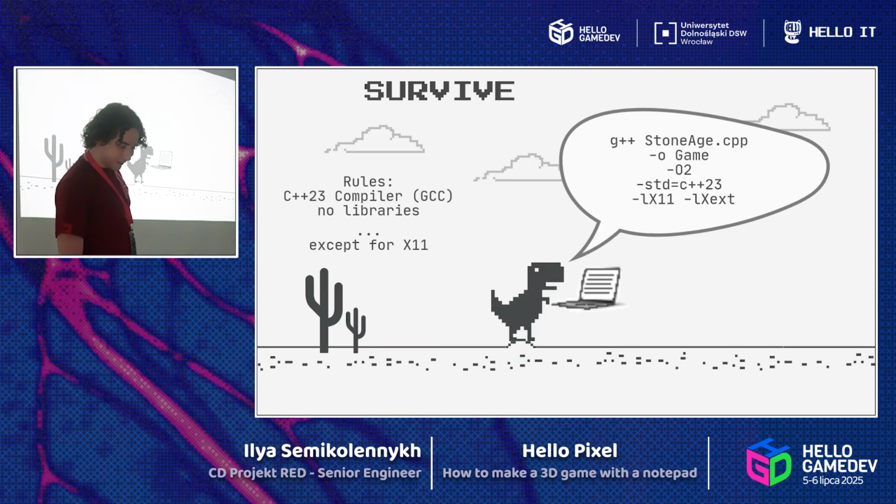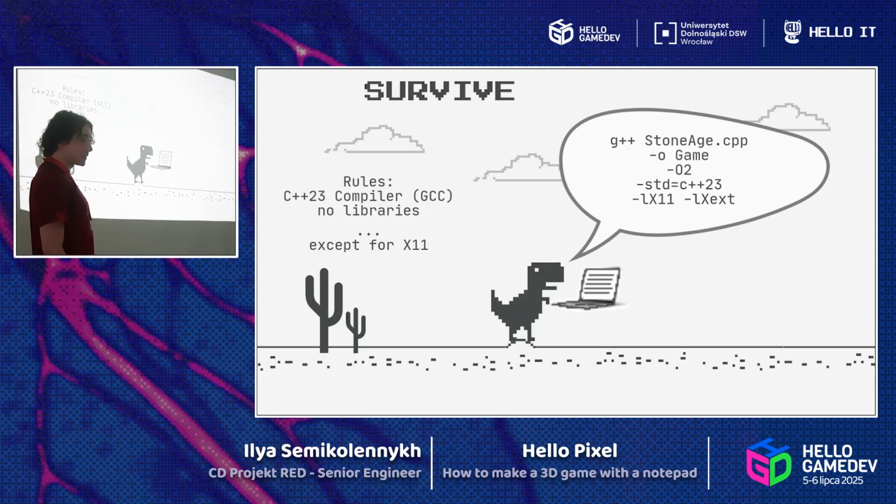So let's define the rules of the game. Our main goal is to survive, meaning to make ourselves a game and play. We are going to use a C++23 compatible compiler. In this case I'm using GCC, but it can be whatever else. It's a rather new version, but it's not an absolute must.